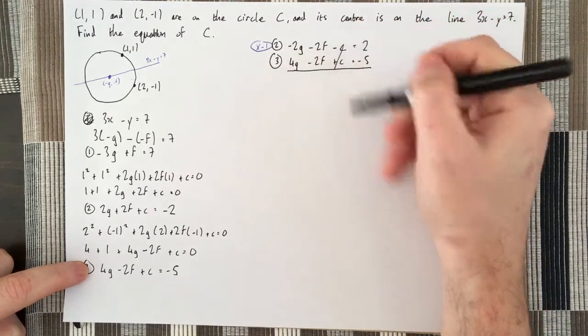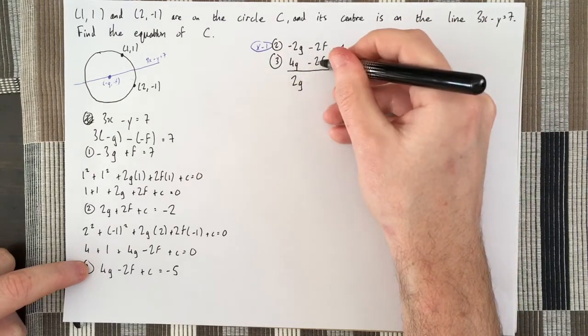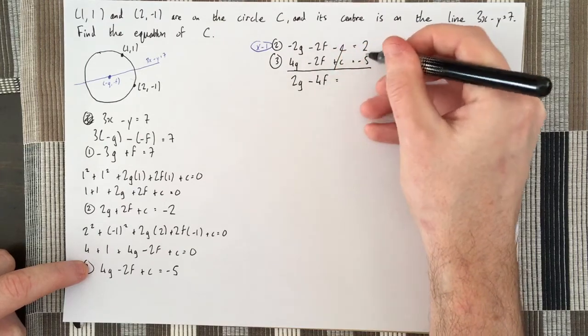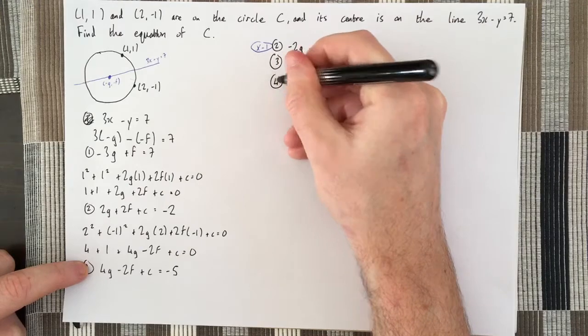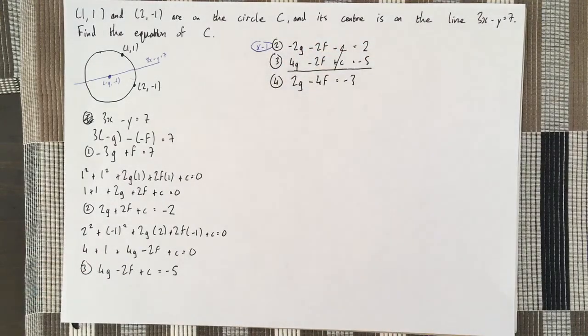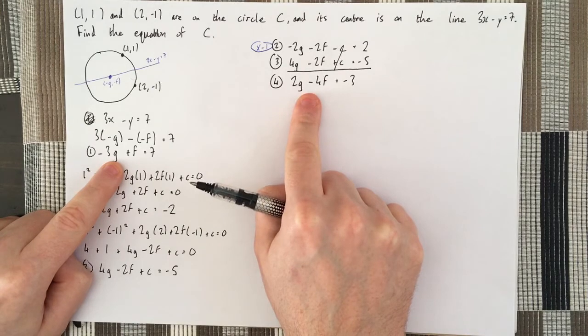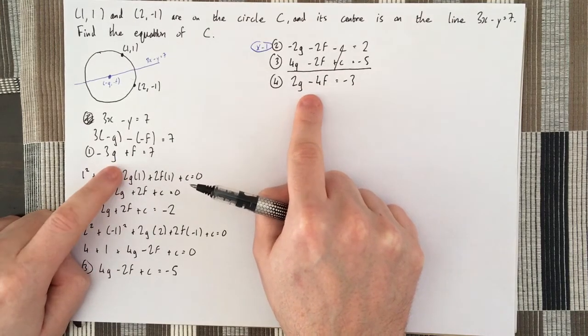So c minus c is 0. 4g minus 2g is 2g. Minus 2f minus 4f is minus 6f, equal to 2 minus 5, which is minus 3. So there's my equation 4. All right, so there's equation 1, there's equation 4, and I can use those to solve this.